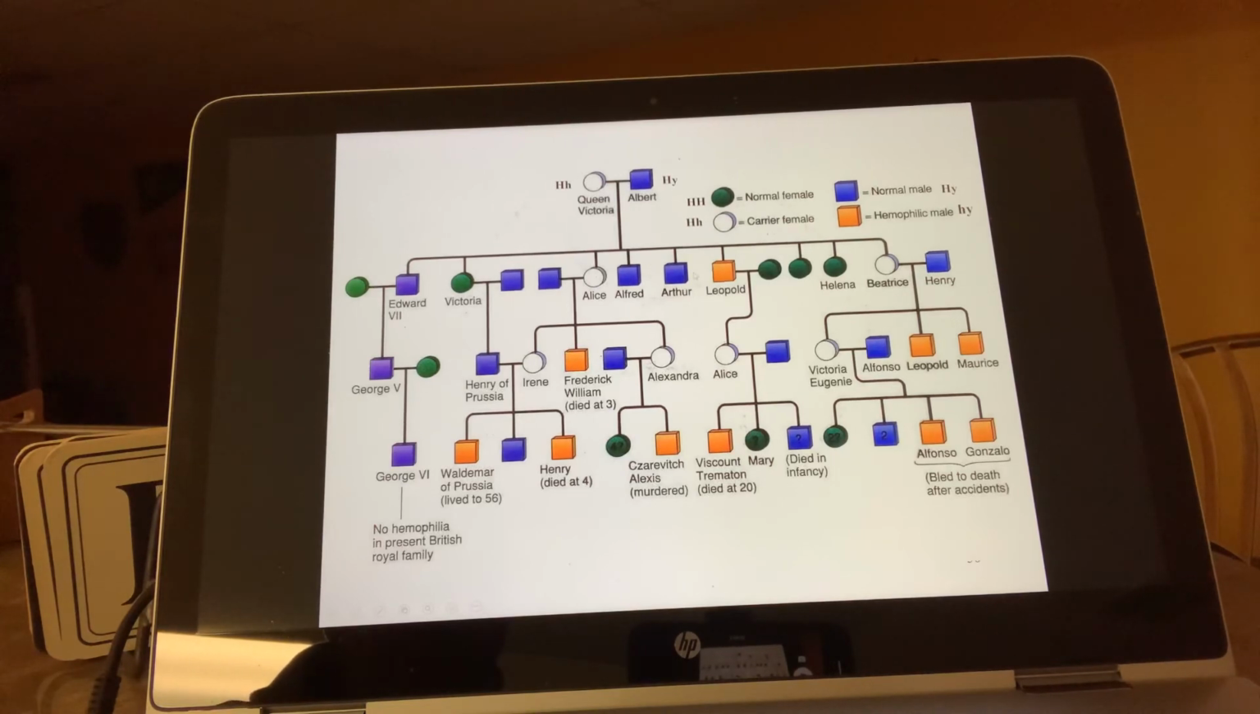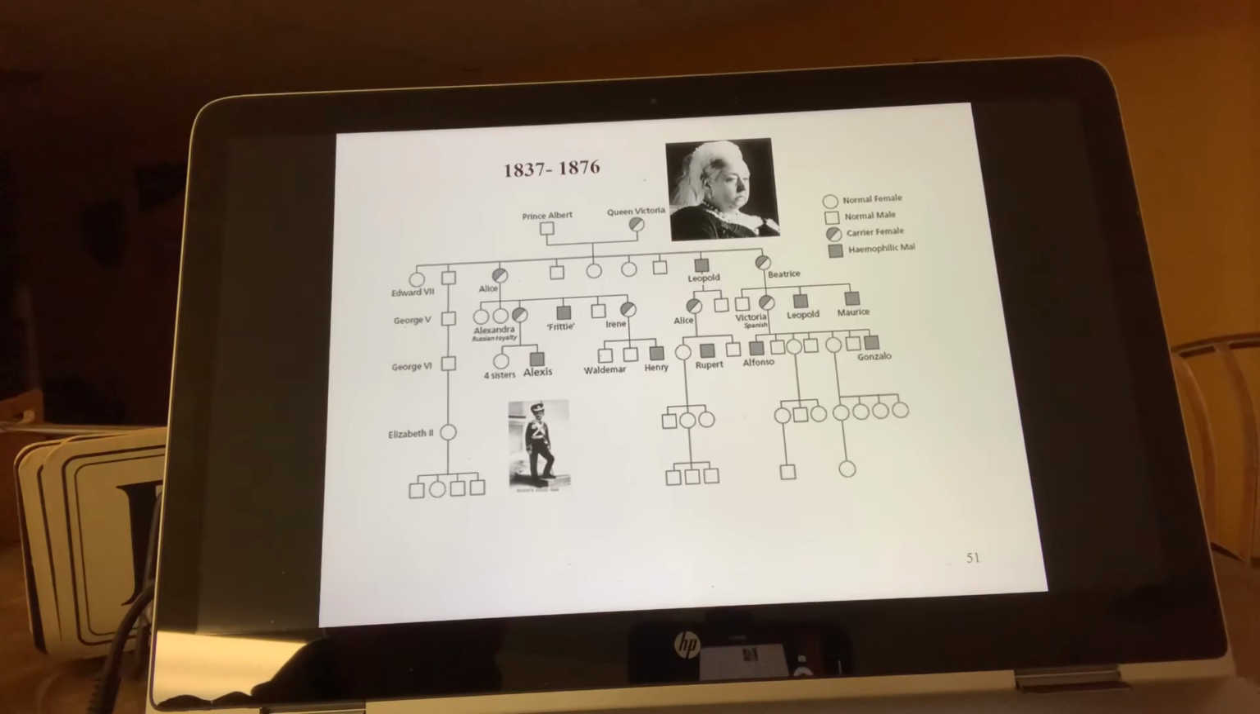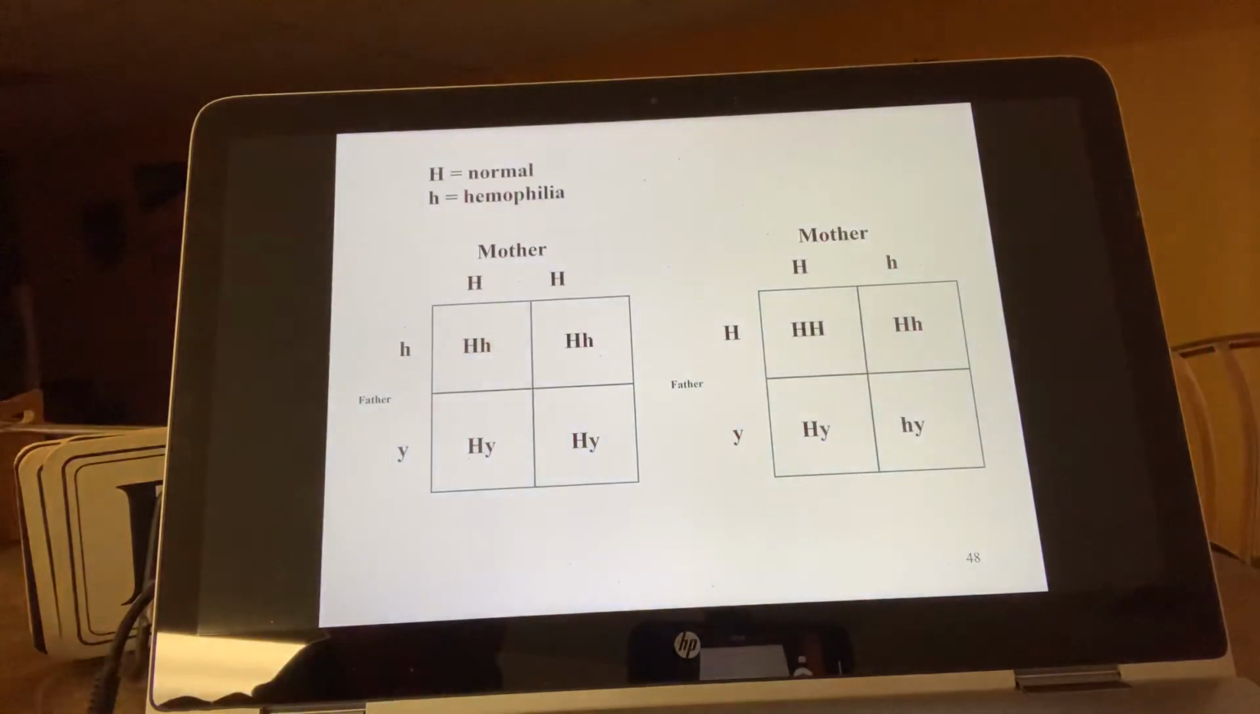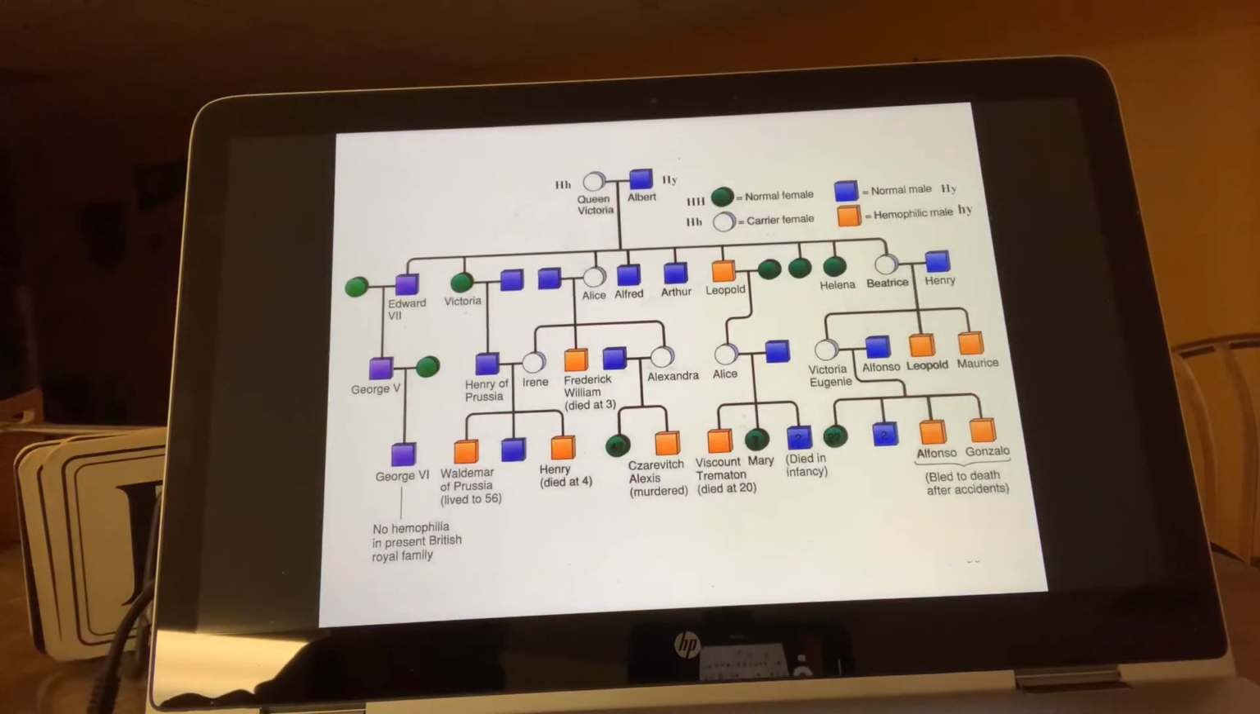They had two other sons after that, both of which were normal, like Edward. But then their next son was Leopold. Leopold was a hemophiliac male, which means that he got the hemophilia allele from his mother, the one that she was carrying, and the Y chromosome from the father. So he was a hemophiliac male, and he had children with a normal female.